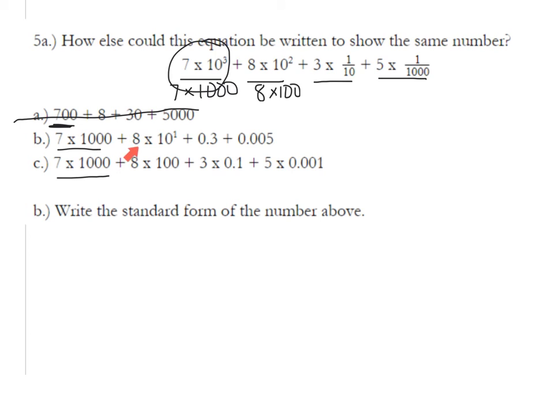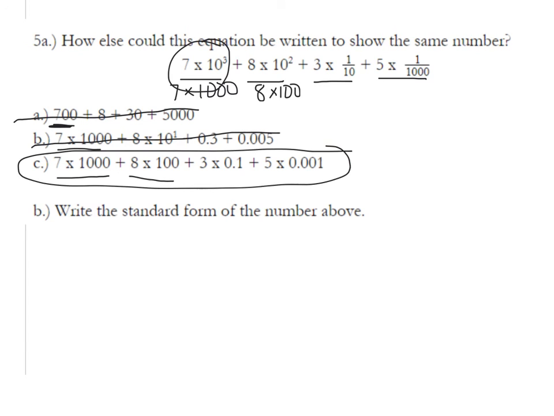Let's look. They have 8 times 10 to the first power, which is the same thing as 8 times 10. So guess what that means? B is not correct as well. 8 times 10 to the 100 is correct. So we're going to circle that one because C is the correct answer.